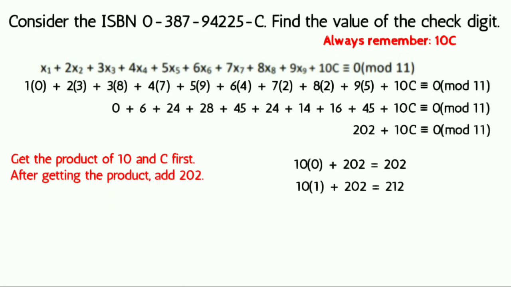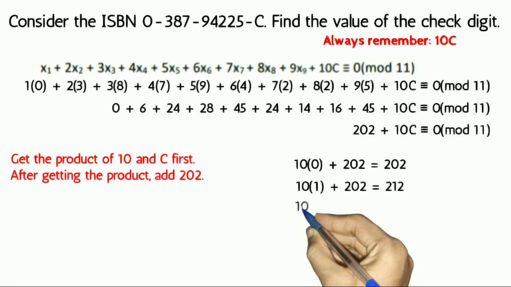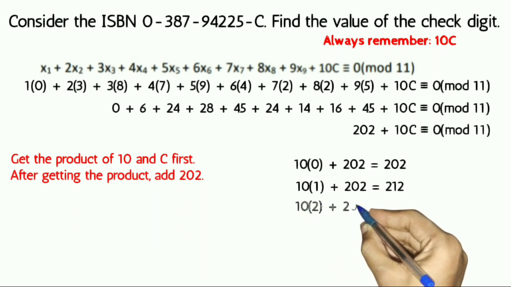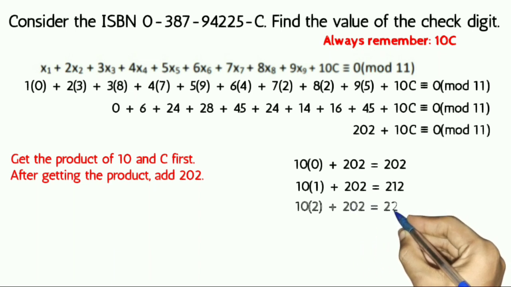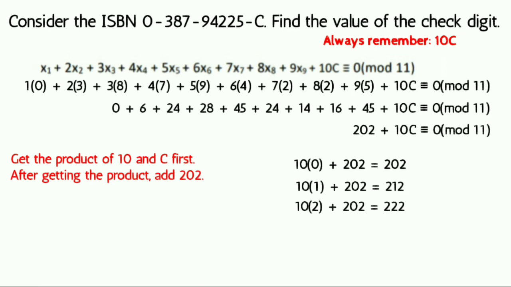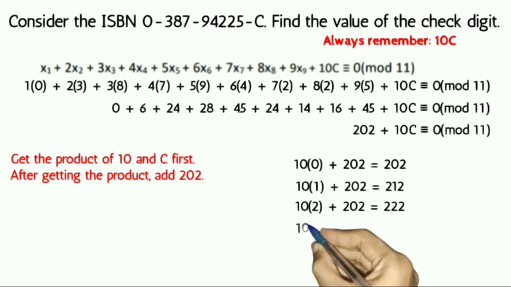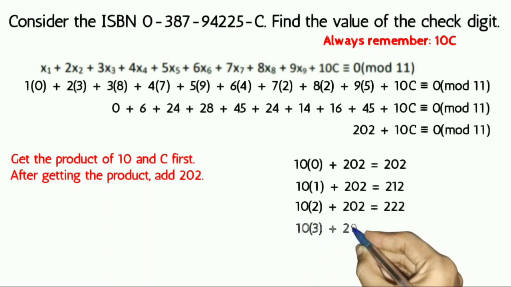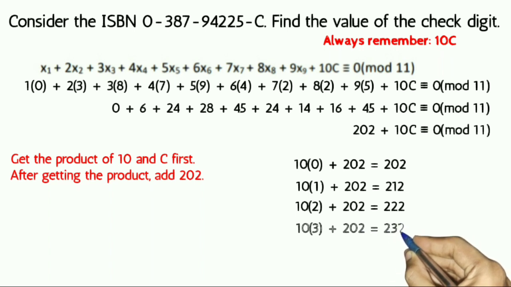How about 2? 10 times 2 is 20 plus 202. That will become 222. 222 is not also divisible by 11. Therefore, 2 is not the check digit. How about 3? 10 times 3 is 30 plus 202. That will become 232. 232 is not also divisible by 11. Therefore, 3 is not the check digit.